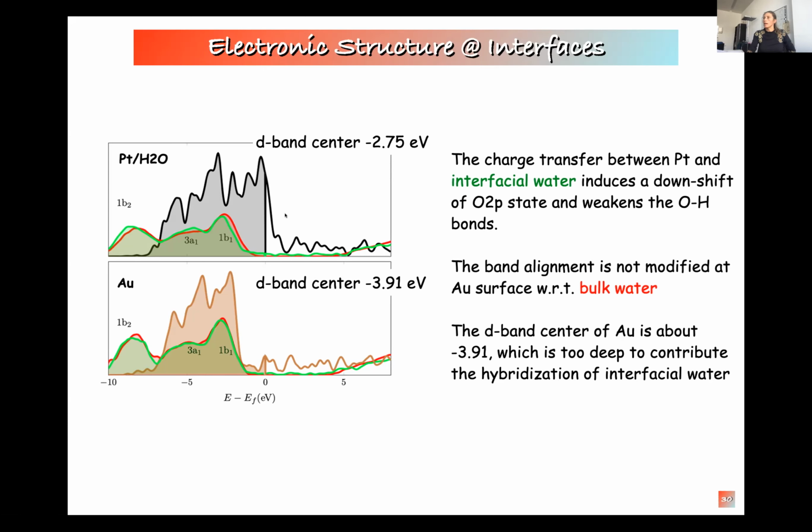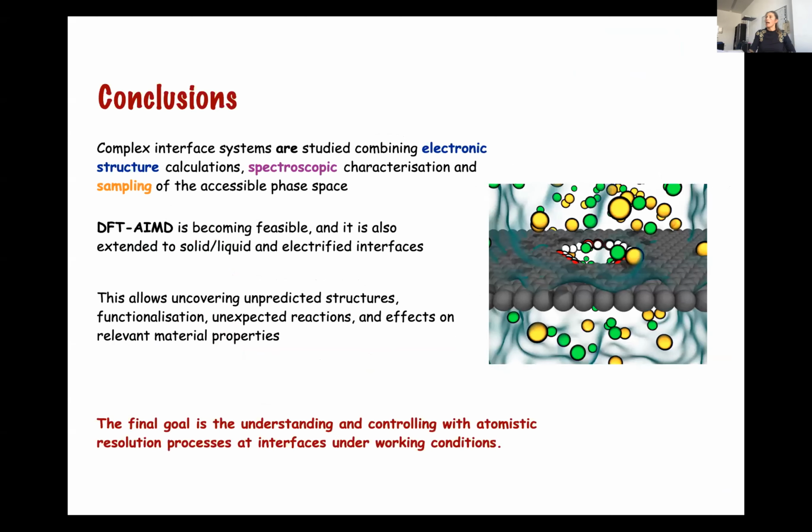Okay, so this is about what I wanted to show, the different methods for sampling the water-platinum interface. And I would say they are almost toy models, in the sense that it has been studied a lot, but it is our playground to really understand which are the tools that we have at hand to study these complex interfaces based on electronic structure calculations.